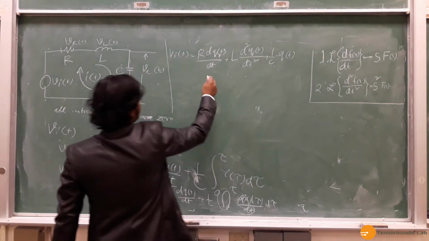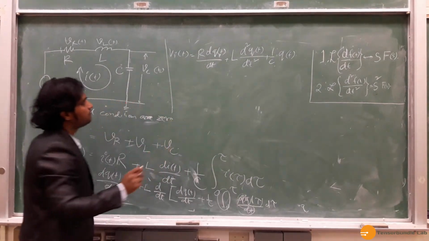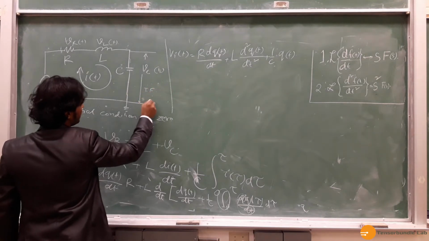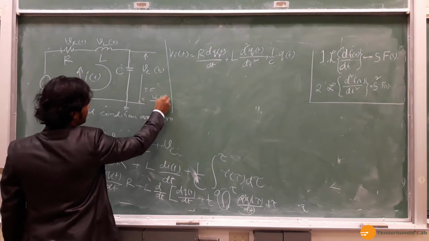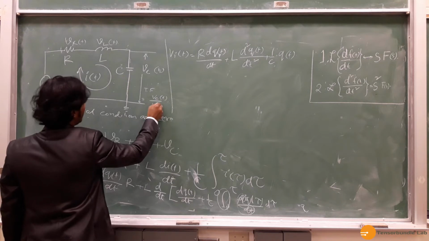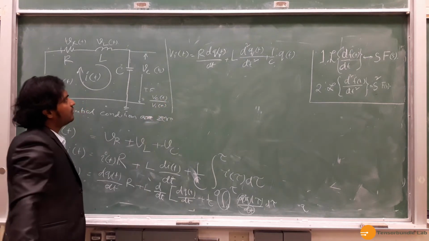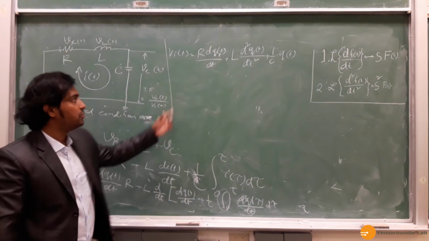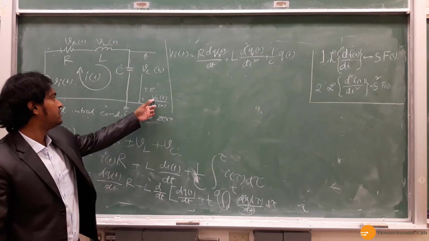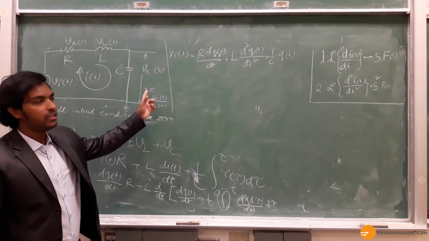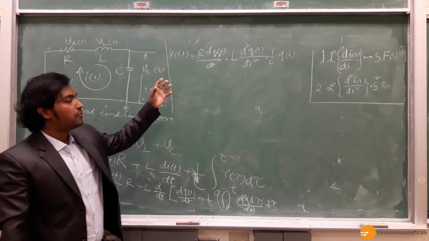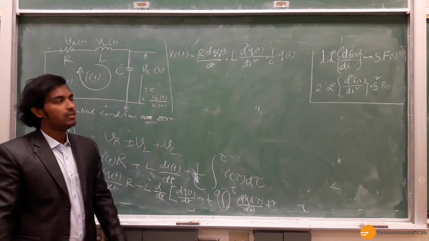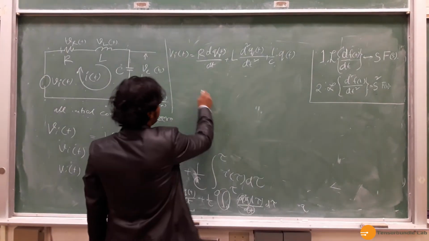Now, remember, the transfer function for this circuit was defined as the output, which is v of c, over the input v of i, right? In this equation, we already have the input v of i, but we do not have the output quantity v of c. So we need to reformulate this equation in terms of input and output. How can we do that?